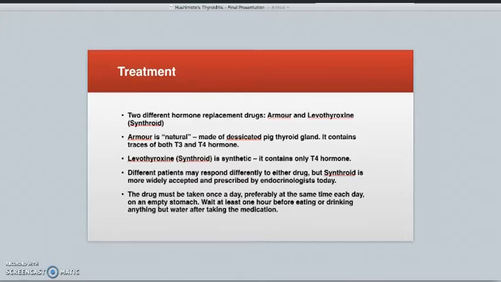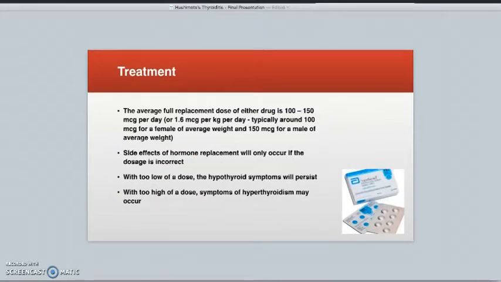The average full replacement dose of hormone is around 100 to 150 micrograms per day. They do this based on the weight of the patient and also the gender. So it's typically 1.6 micrograms per kilogram per day. A typical full replacement for a woman is anywhere from 100 to 125 micrograms per day, which is usually all that the average woman will need over the course of her life. It can go up to 150 to 175 micrograms for a male of an average weight, but a starting dose is usually around 75 micrograms.